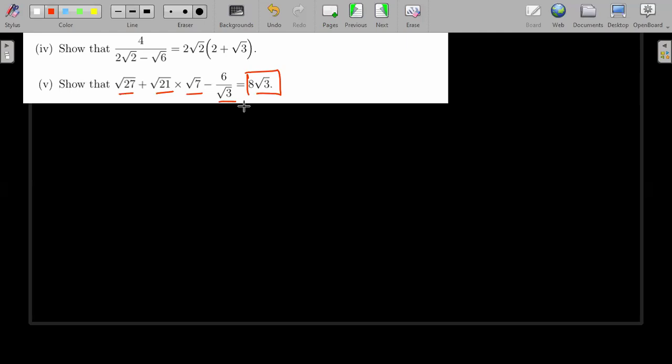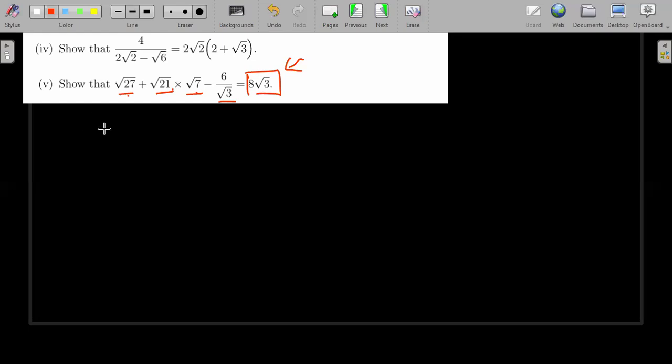So you look at the final answer that you want to show. The final answer has a root of 3, this root of 3 here. So we better express all the roots that we can see on the left-hand side as root 3 something, because the final answer is root 3. So we better express all these expressions, the root of 27, root of 21, even with this root of 7, as something root of 3. So how are we going to do that?